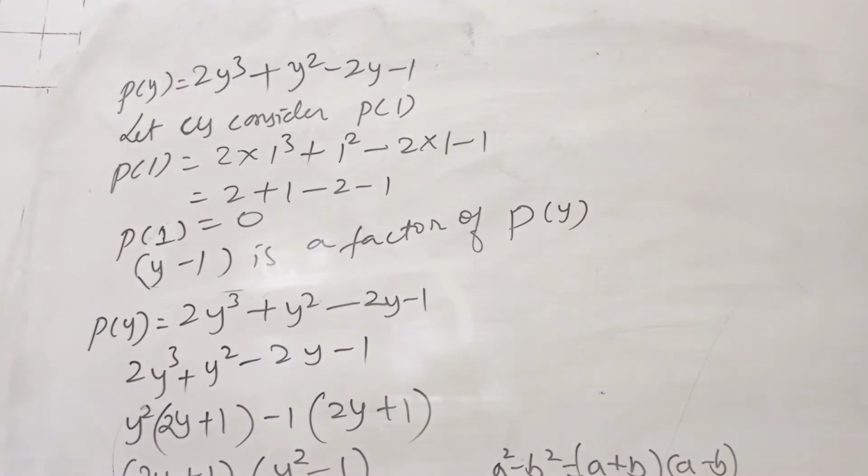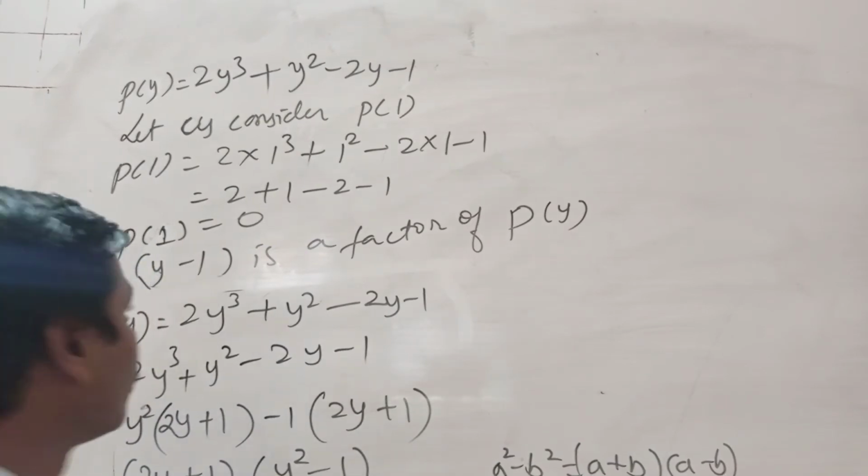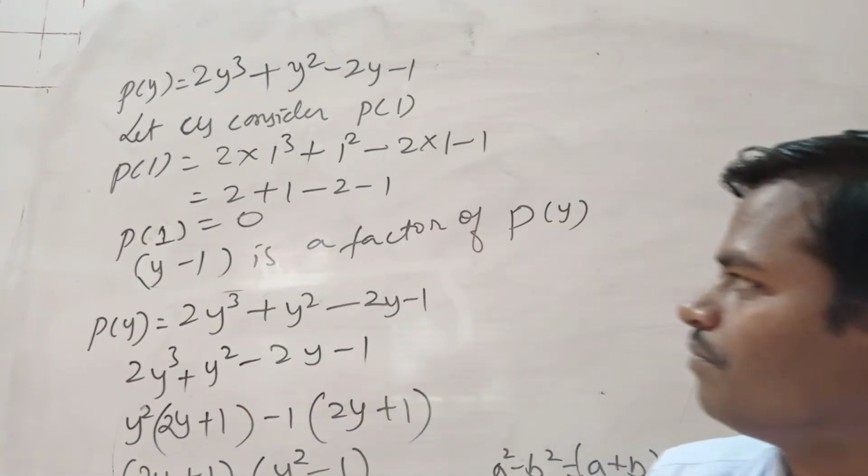Now what are the three factors? 2y plus 1, y plus 1 and y minus 1. These are the three factors of this polynomial p of y. P of y equal to 2y plus 1 into y plus 1 into y minus 1. This is what we are doing here.